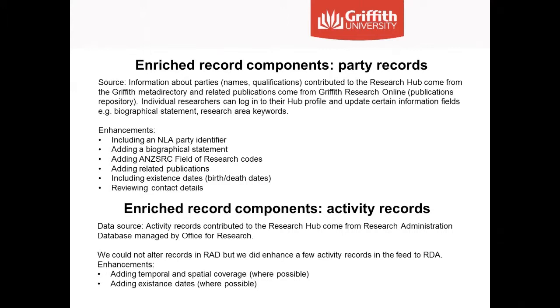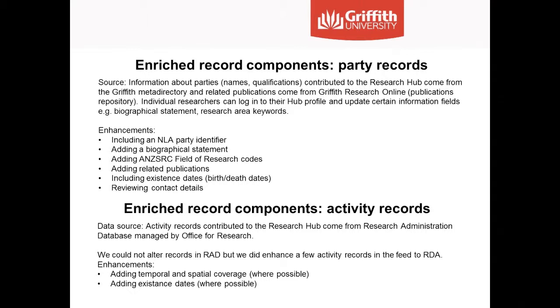So we enhanced the party records by including an NLA party identifier and by adding a biographical statement. Researchers are able to log into the Research Hub and edit their profile page to add a biographical statement, and this is then fed to RDA in a party record. We added ANZ SRC field and research codes, and these are also recorded in the hub and mapped to the RDA feed. We added related publications.